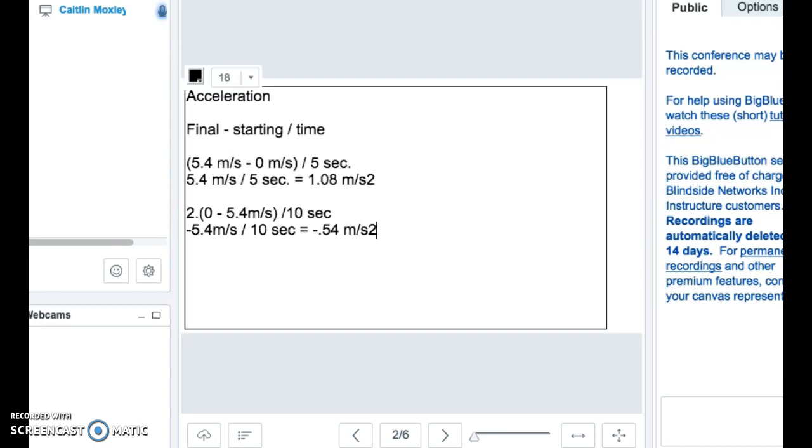Now this is negative, so we have a negative or a decreased velocity. This gives us a negative acceleration, so we have a deceleration. All right, a decrease in velocity would be negative acceleration, which is considered deceleration. So you guys could say deceleration for this one, which is a negative acceleration. All right, and this one, number 1, was a positive acceleration.